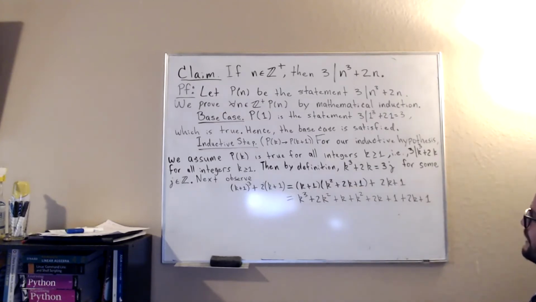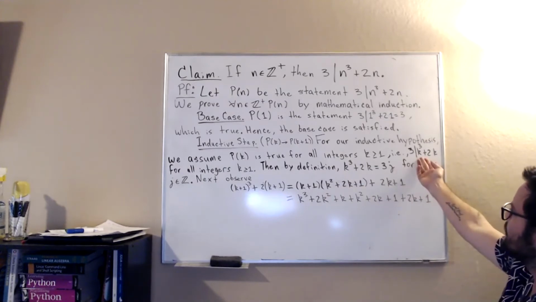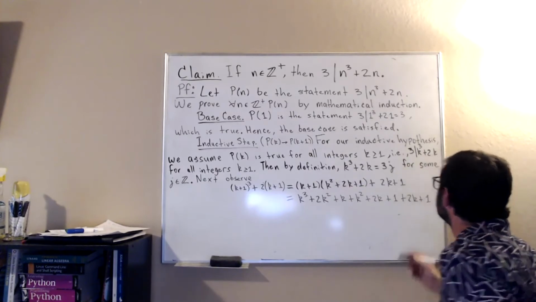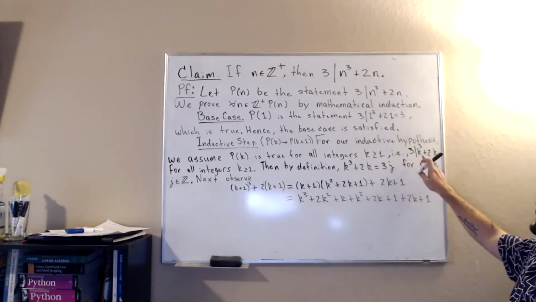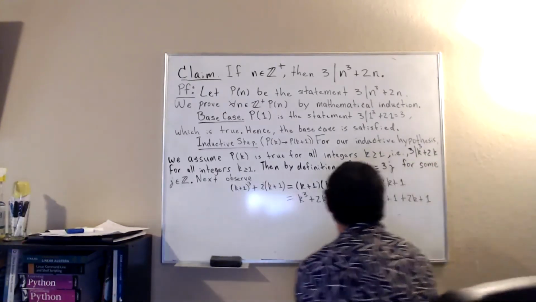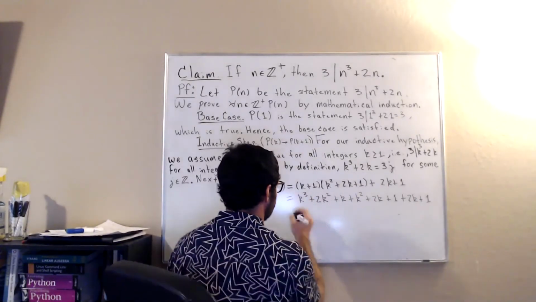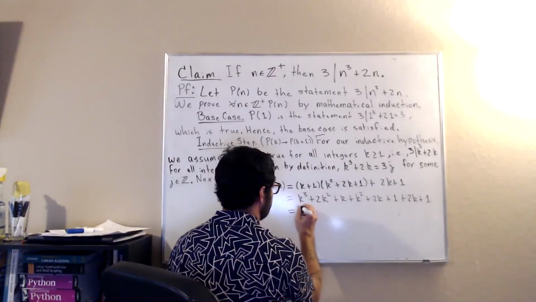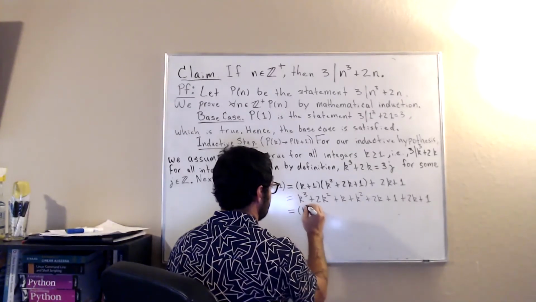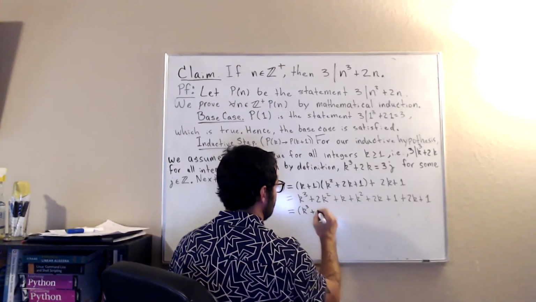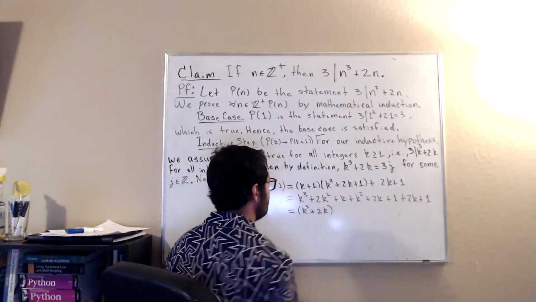Okay, so now I know that I need to use my hypothesis somewhere, otherwise I wouldn't have assumed it, right? So I know that 3 divides k cubed plus 2k. I see a k cubed and I see a 2k there. So I'm going to put this together. So k cubed plus 2k, like that.